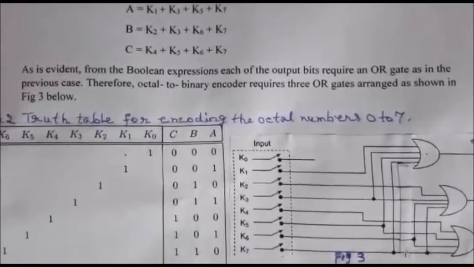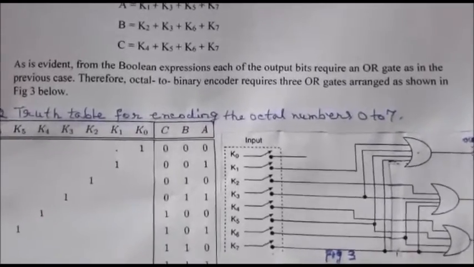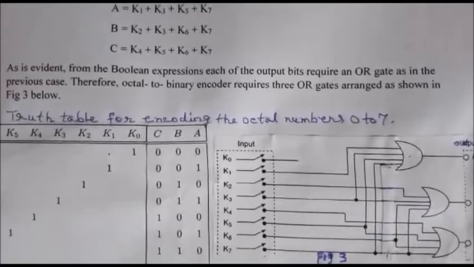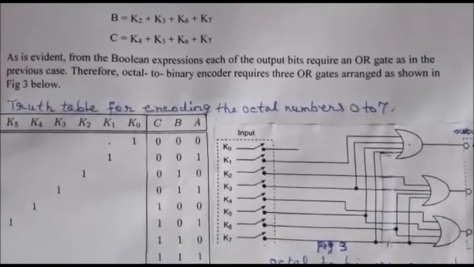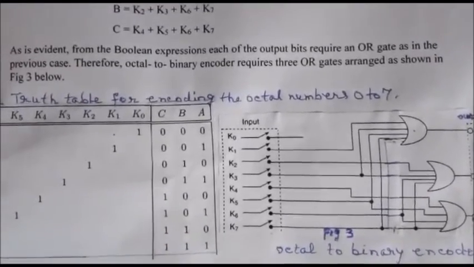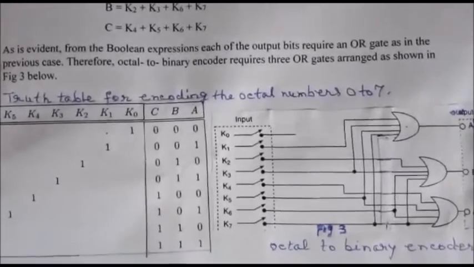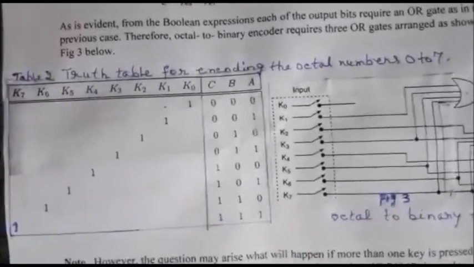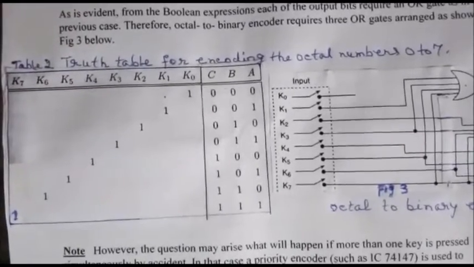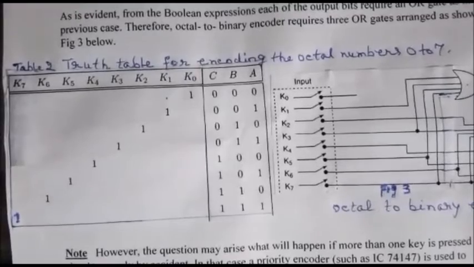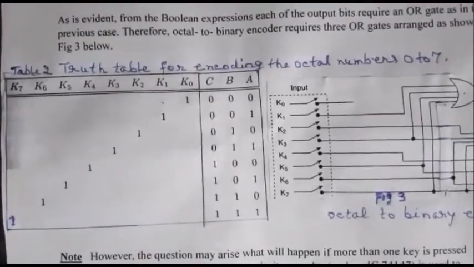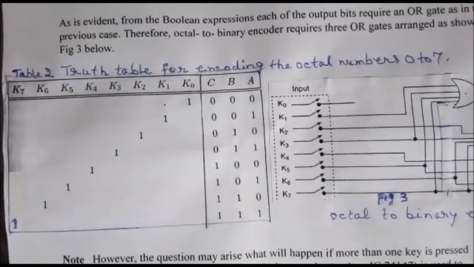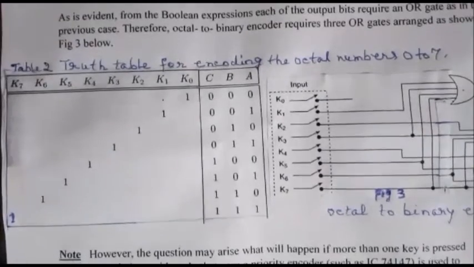As is evident from the Boolean expressions, each of the output bits requires an OR gate, as in the previous case. Therefore, the octal to binary encoder requires 3 OR gates arranged as shown in figure 3 below. Now let us consider this truth table for encoding the octal numbers. Here the outputs have been represented by A, B, C, and for octal numbers we have only 0 to 7, so the inputs have been represented by K0 to K7.